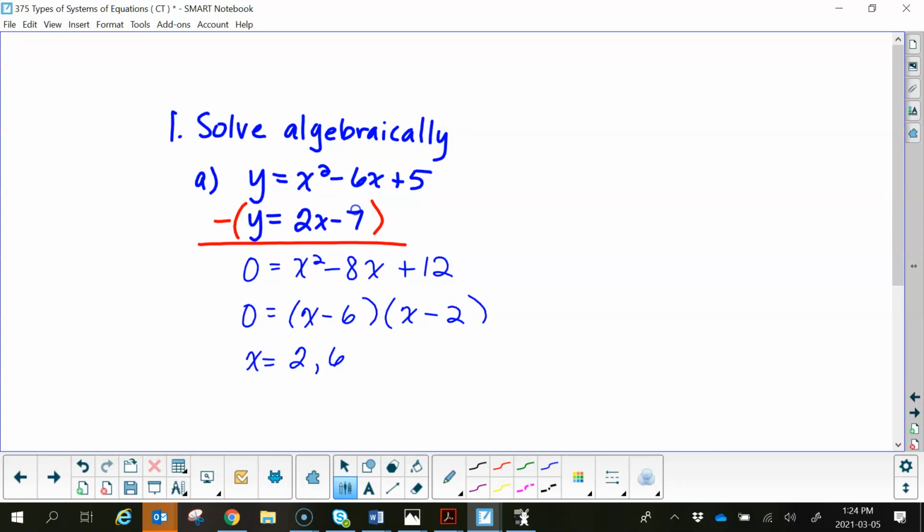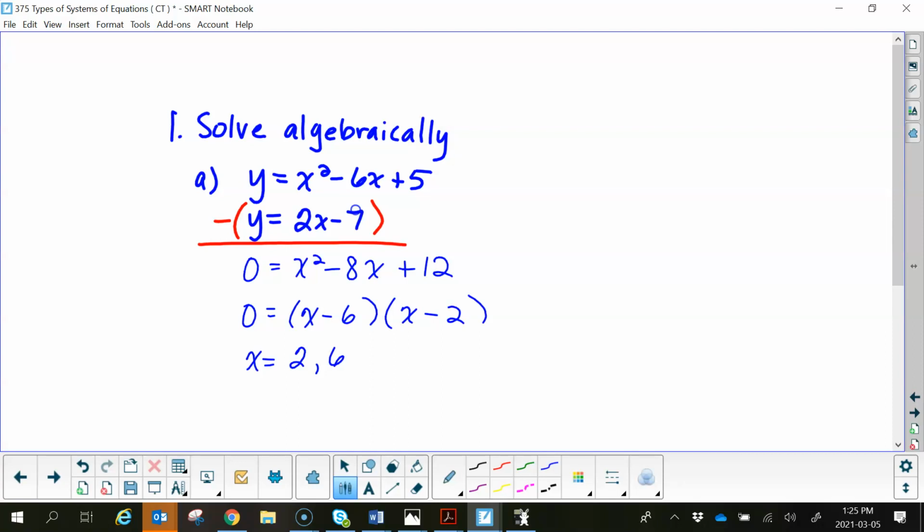Are we done? We're not done. Okay, so those are just x values. So to solve a system, you need the y values. So you need the y for each x.